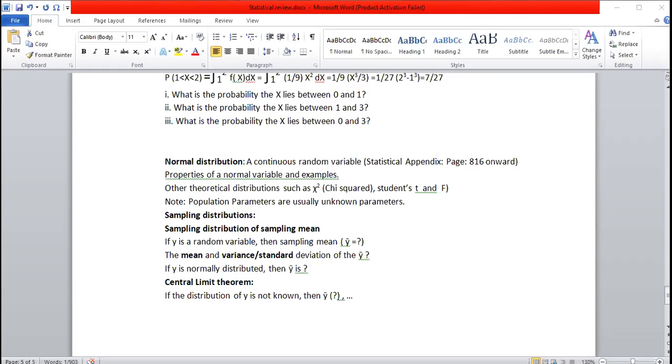Sir, can you repeat what T and F are? Yes. The F distribution is another distribution. Obviously, these are all continuous random variables. F you get from the ratio of two chi-square distributions. F is always starting from 0 up to positive infinity.